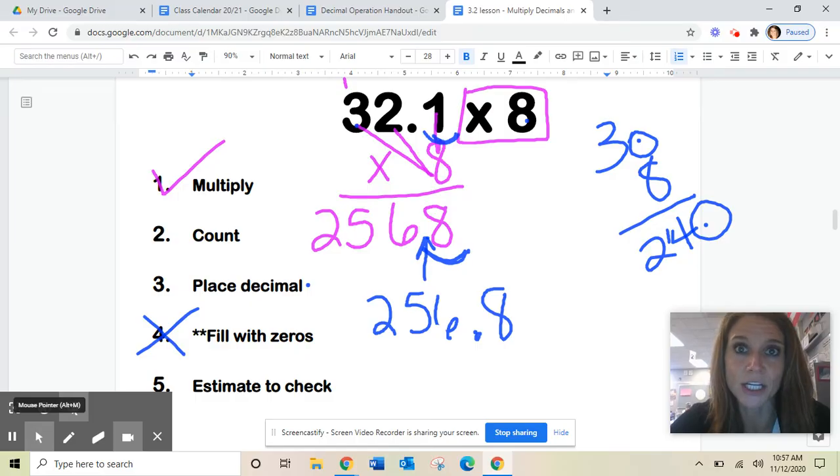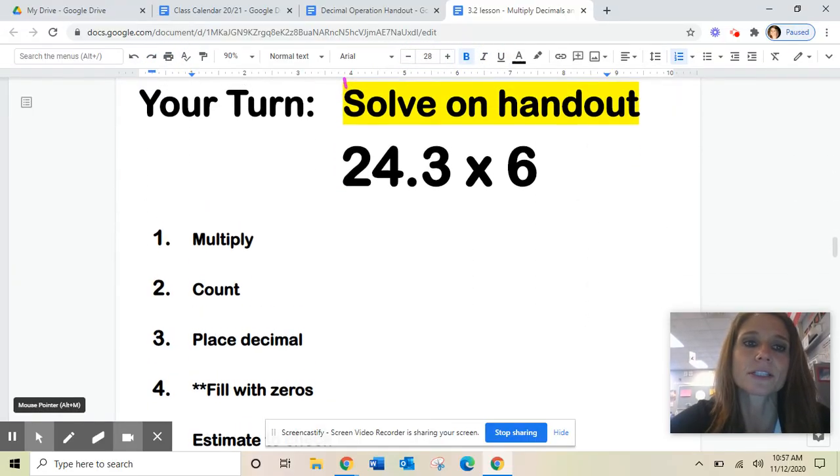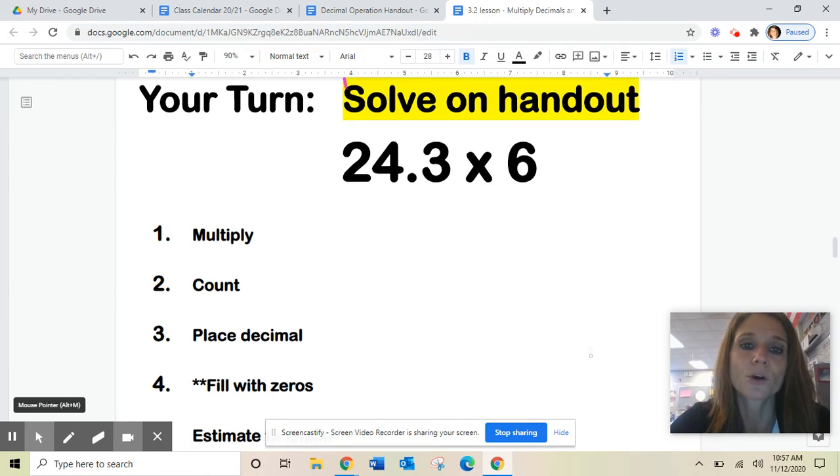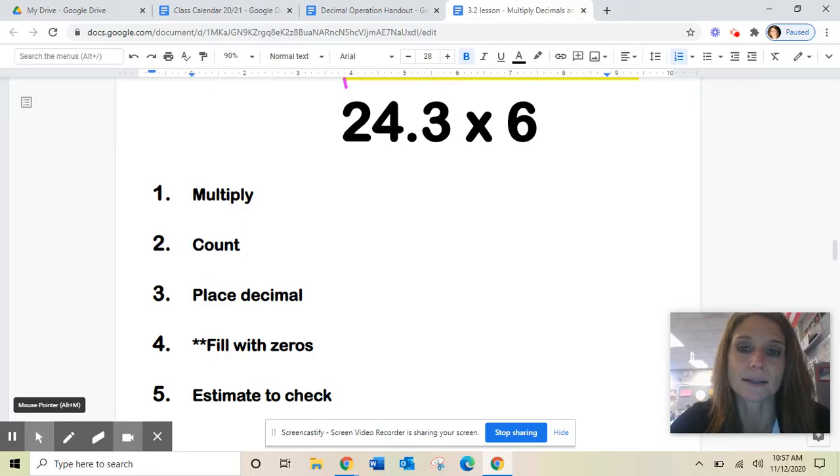Make sure you have this work on your handout, and now we're going to give you one to try on your handout as well. So we'll give you a good place to look back to, just in case. So on your handout, I want you to copy down your problem, 24 3/10 multiplied by 6. Multiply your digits, figure out where the decimal needs to go, place that decimal in your answer, zeros if we need it, and then estimate to check.